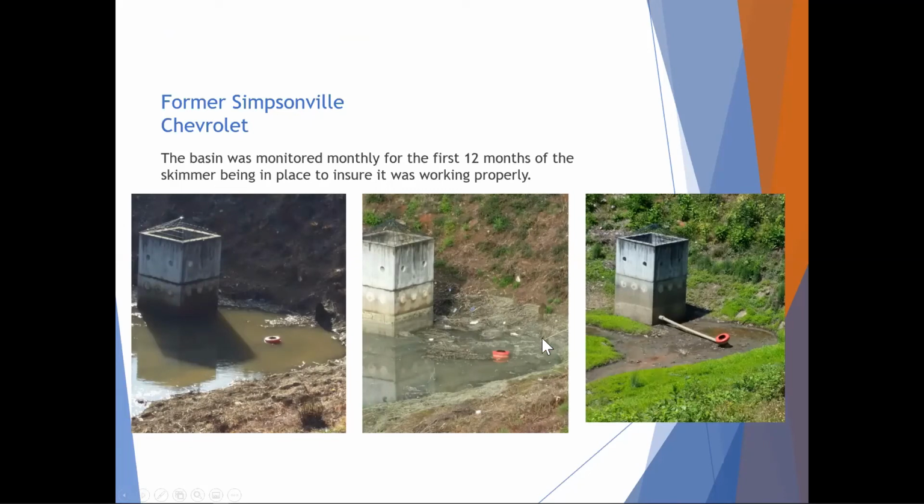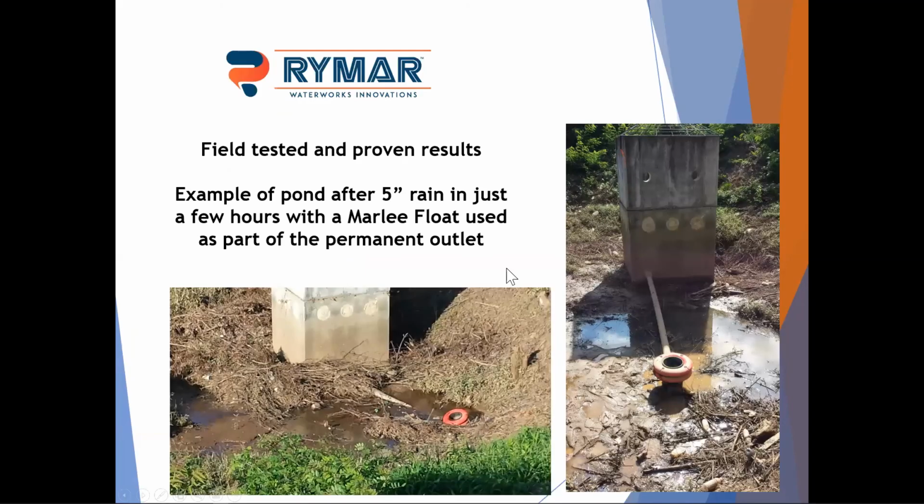You can see the different phases. We monitored this thing every month for a year. We still monitor it about every quarter to make sure it continued to work well. The best example we have is about a year or so after the skimmer had been in, the client was now doing maintenance on this pond. Before it was a jungle, but they're now actually cutting it on a regular basis.